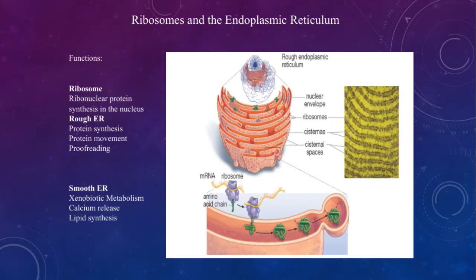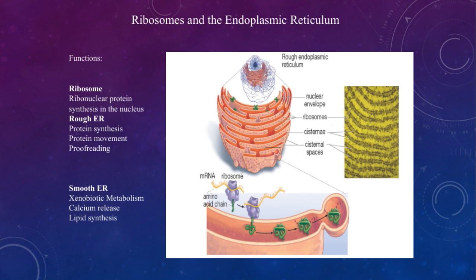Let's take a closer look at the functions of the endoplasmic reticulum, starting with the smooth ER. The smooth ER is involved in several critical processes, including xenobiotic metabolism, which is how our body detoxifies foreign substances. It also plays a key role in releasing calcium ions, essential for various cellular activities, and in lipid synthesis, which is vital for building cell membranes and producing signaling molecules.